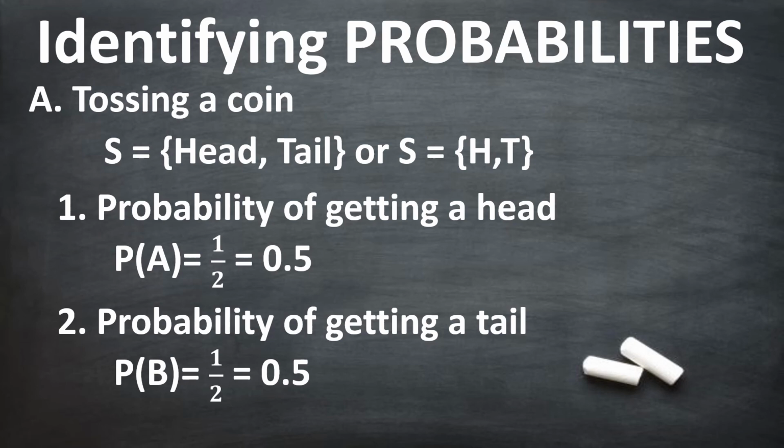So, going back again to getting the probability of getting a tail, you go back to the sample space. How many tails do we have? We only have one. So you just write 1 in the numerator. And then for the denominator po, you just count the total number of possible outcomes in the sample space, and that is 2. That's why the probability of B, or the probability of getting a tail, is 1/2, or in decimal it is 0.5.